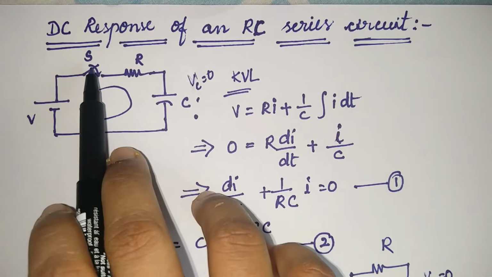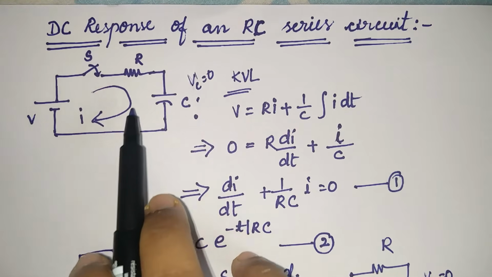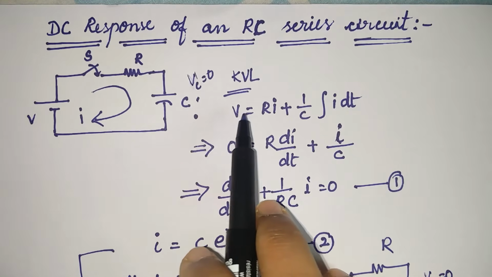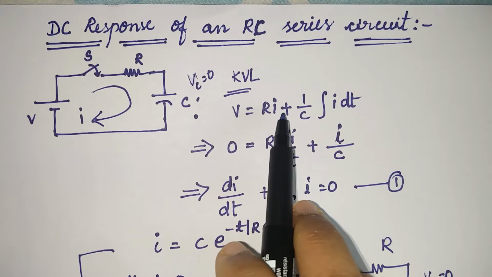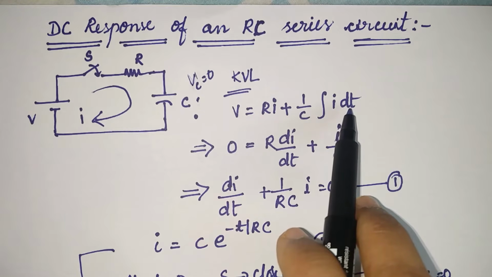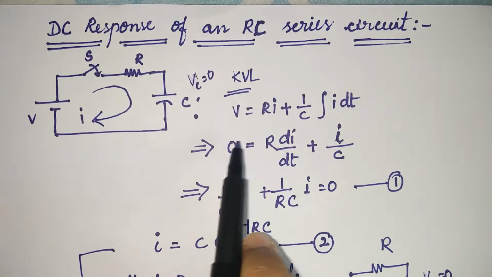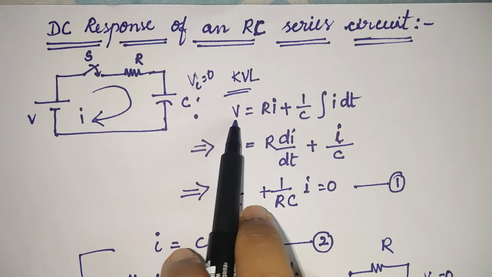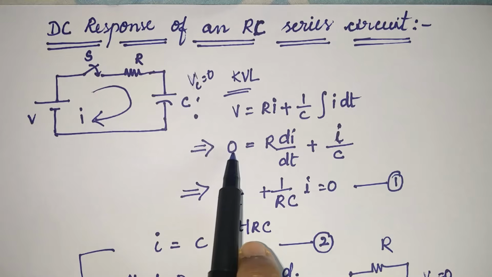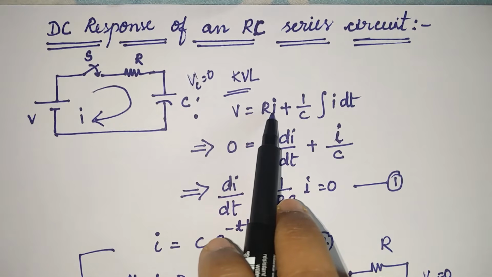Whenever the switch is closed, you can observe a closed path. You apply KVL at that point. So V is equal to the voltage across the resistor plus the voltage across the capacitor. Now you differentiate this equation with respect to time t. Here the supply voltage is a constant value, so if we differentiate, you will get 0. And here the current I is a function of time t.